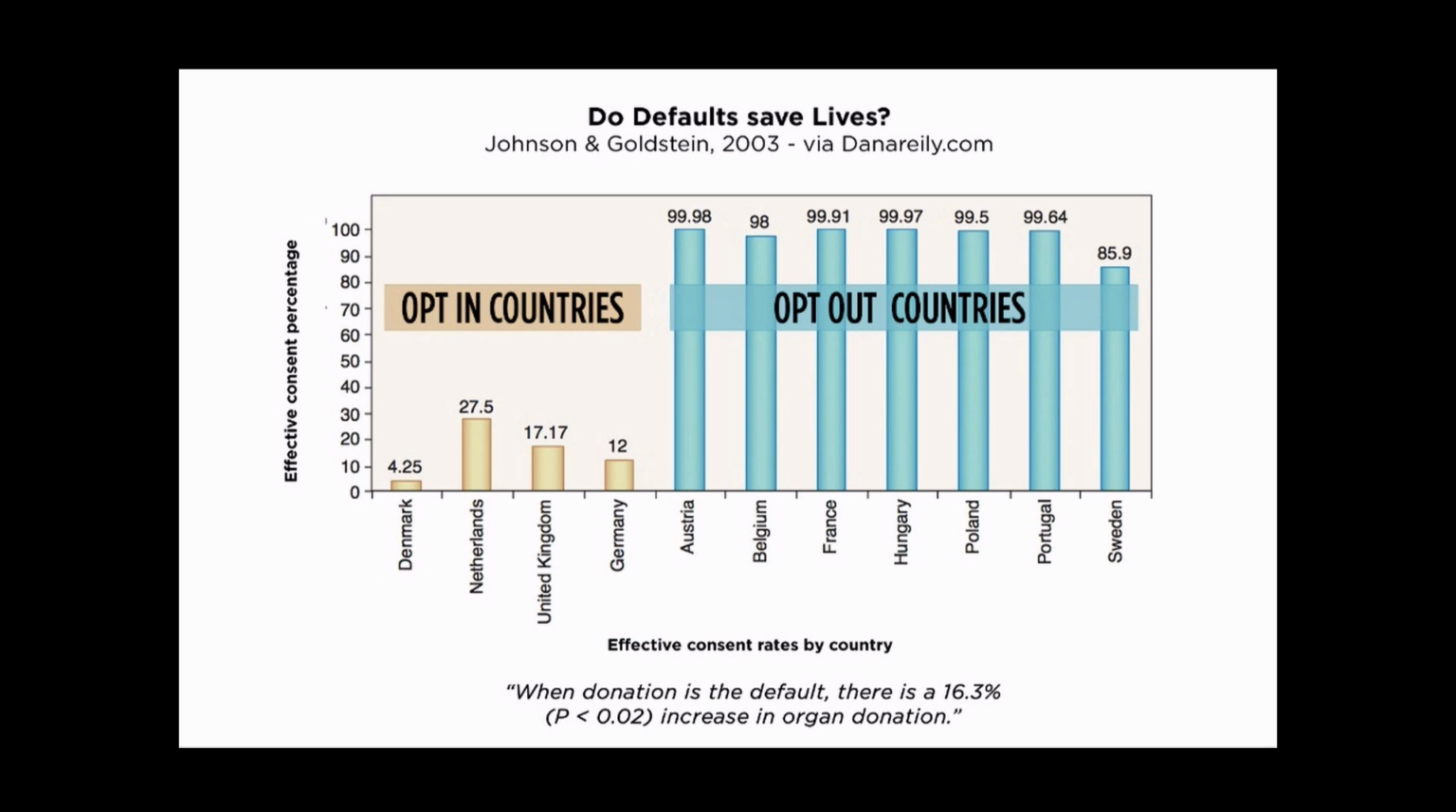So, I mean, what we're looking at here isn't exactly the same as your insurance upsell problem, right? But it does indicate that defaults can have a really big impact on human behavior. And in fact, that difference there is statistically significant, 16.3 increase in organ donation when you switch the defaults to opt out, right? So this kind of gets you thinking.